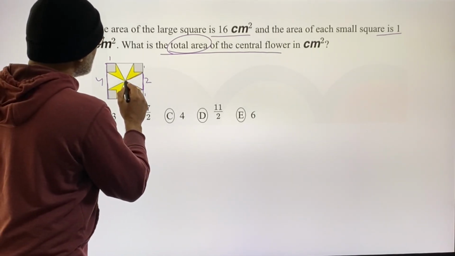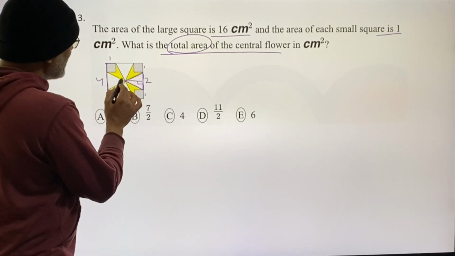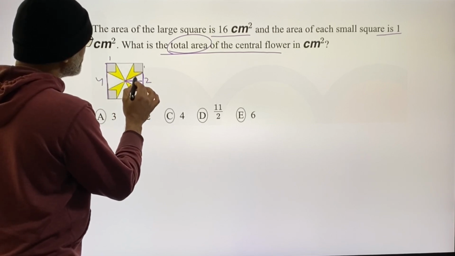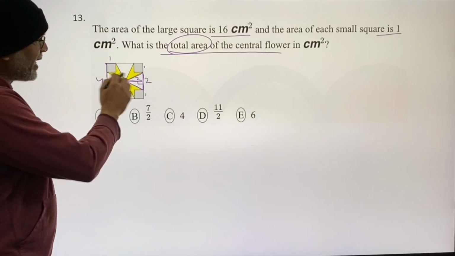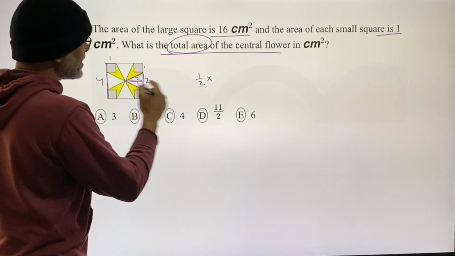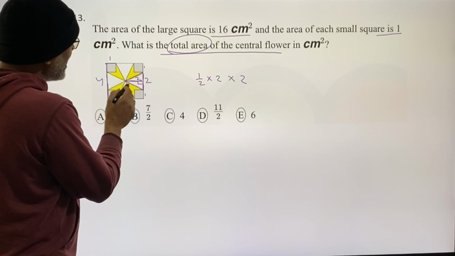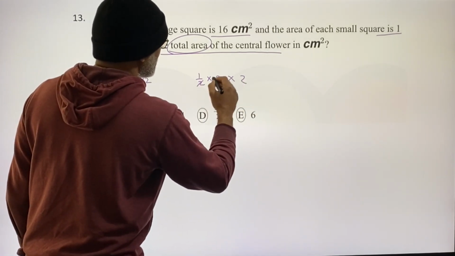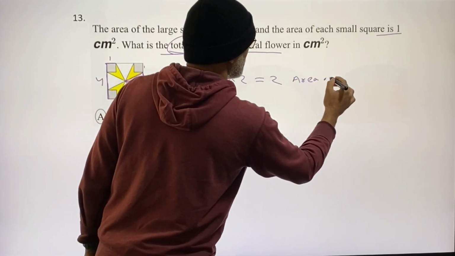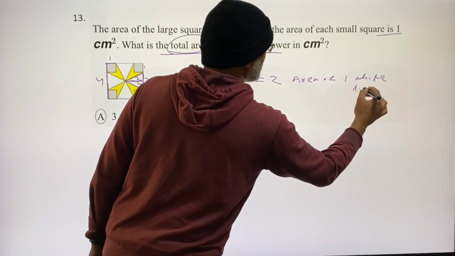What is the height? This height is going to be, we know this is a square and this is the midpoint. If the side is 4, half of that is going to be 2, right? So area of one of the triangles is half times base, which is 2, times height, which is also 2. So this is the area of one of the triangles, right? So this is basically 2. So area of one white triangle.